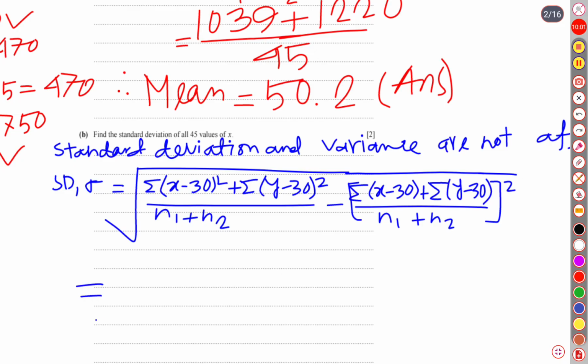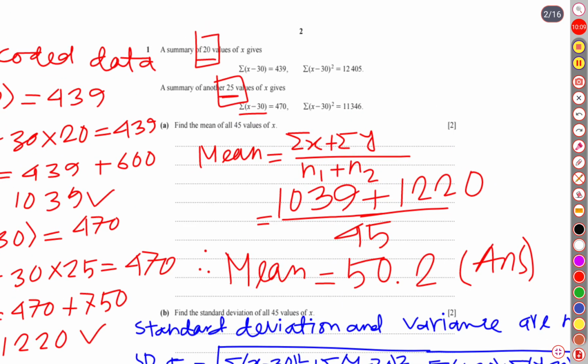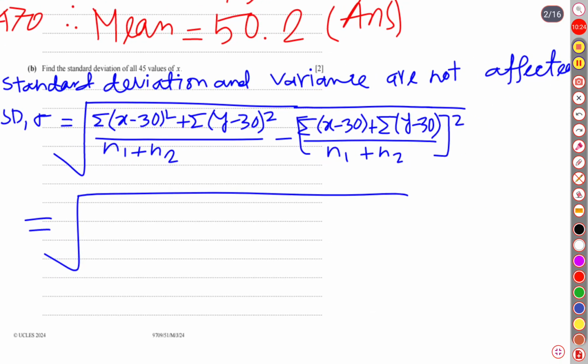Then if we substitute the values, how much is the value of the sum of (x minus 30) whole squared? The sum of (x minus 30) whole squared is 12,405, and the sum of (y minus 30) whole squared is 11,346. So let this information be inserted over here.